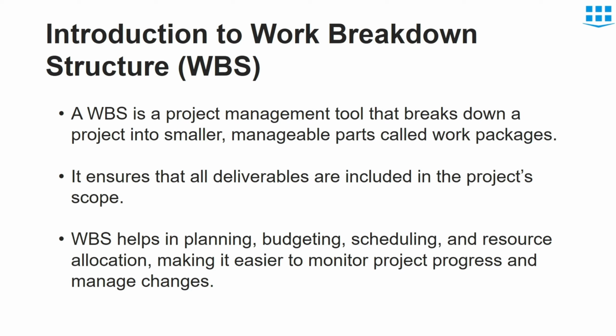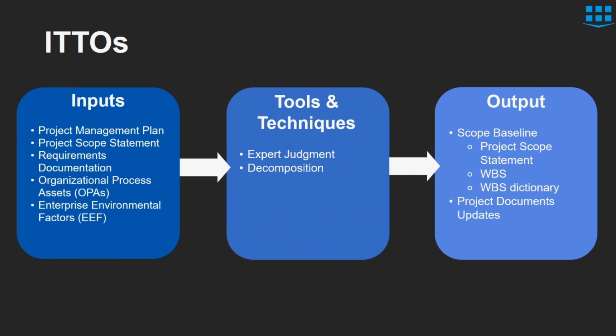A WBS helps in planning, budgeting, scheduling, and resource allocation. It simplifies the monitoring of the project's progress and managing changes. So how does a WBS help in monitoring the project's progress and managing changes? It is done by reference to the WBS. A project manager refers to the WBS to identify the impacts of changes and monitor progress at each level in the WBS. Now let's talk about the ITTOs of WBS.